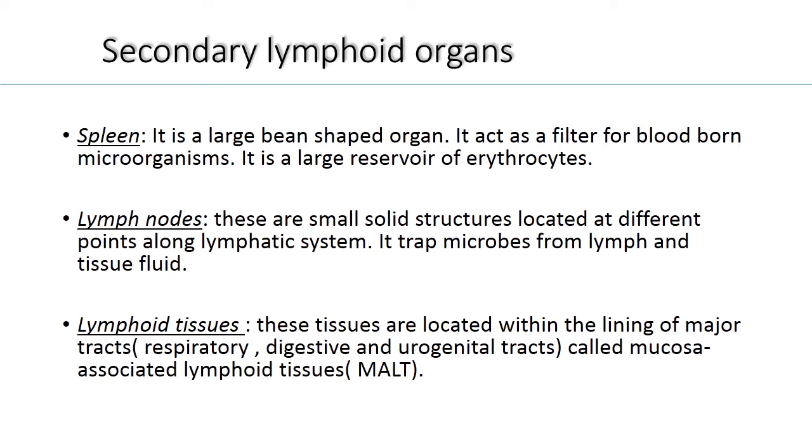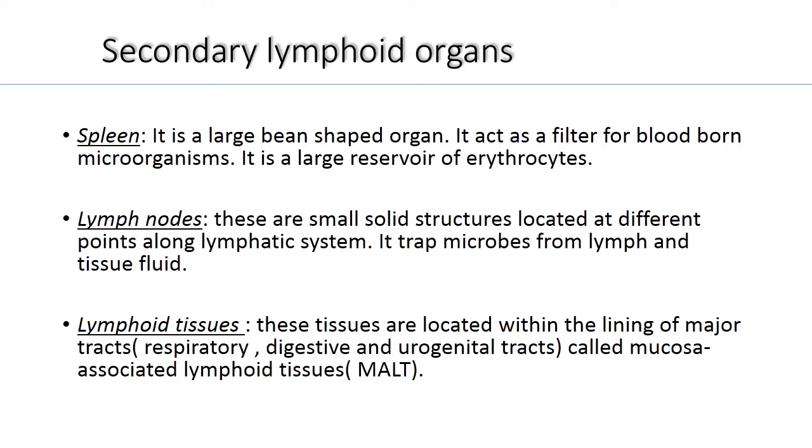Then one more organ is the lymph nodes. Lymph nodes are small solid structures. You can look at the picture in the last slide. These small solid structures are located at different parts of the body, along the lymphatic system.